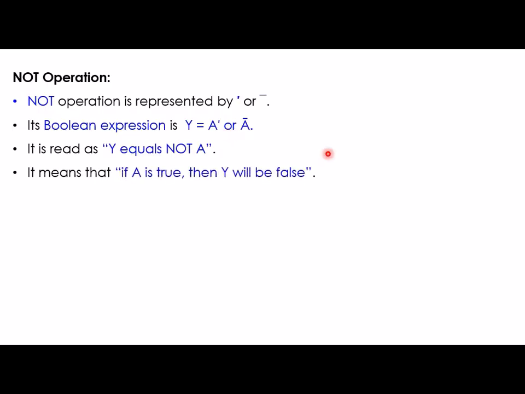And the logical meaning of this NOT operation is that if A is true, then Y will be false, or if A is false, then Y will be true. That means the output will be the other binary value. If A is having a binary value either 1 or 0, then the output will be the other binary value. That means if A is 1, then Y output will be 0 after NOT operation. If A is 0, then output Y will be 1 after NOT operation.